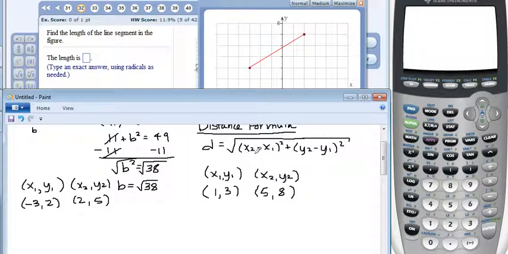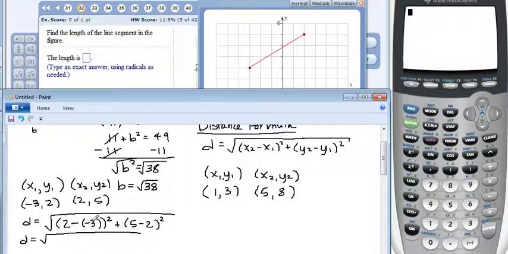Now I'm plugging it into this formula right here. So the distance between these 2 points is the square root. It tells me to take x2 minus x1, so 2 minus, be careful with your signs, right? I'm subtracting a negative, and I'm squaring that. Then it tells me to take y2 minus y1, so 5 minus 2, that's more straightforward, and squaring that. So do some work.